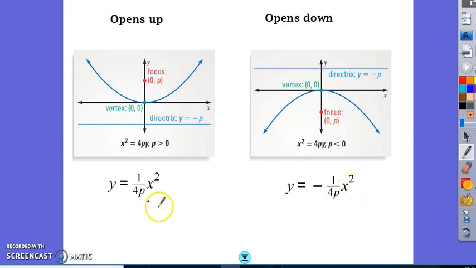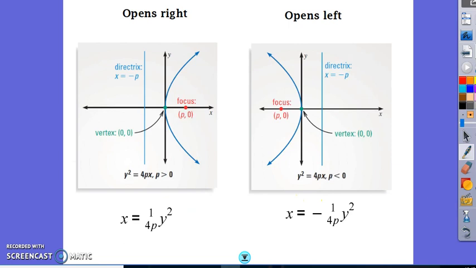The p in this is very important. So the 1 over 4p and p we'll have to solve for. The p is going to be the distance from the vertex to the focus, and it's going to be the distance from the vertex to the directrix line. So p is going to be a very important value that we'll need to find when we're graphing this. Same here, the p value is going to be from the vertex to the focus, that distance, and then from the vertex to the directrix line is going to be our p value.